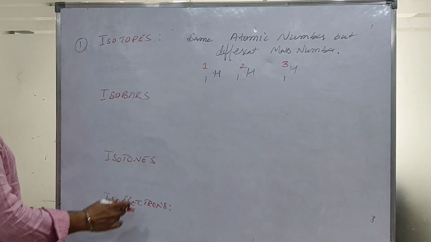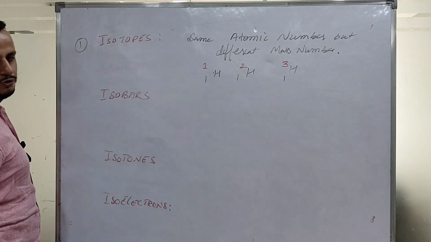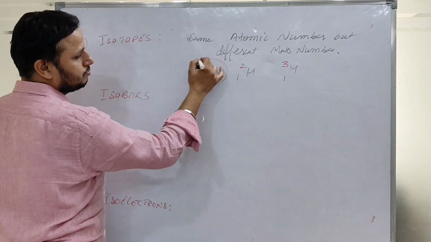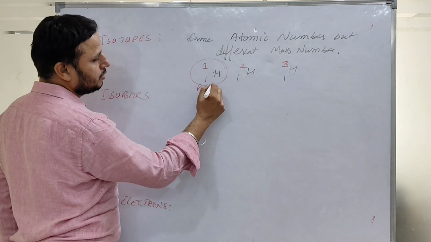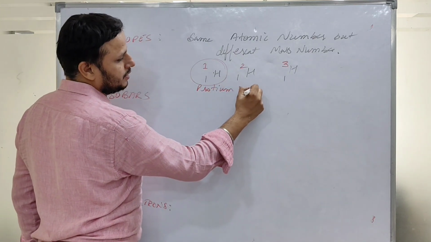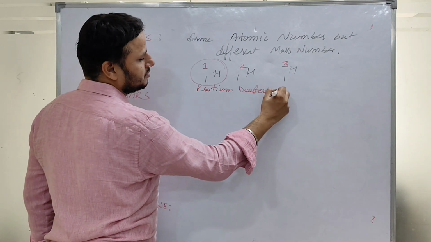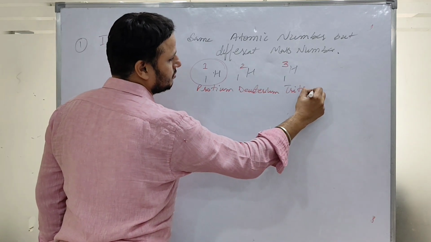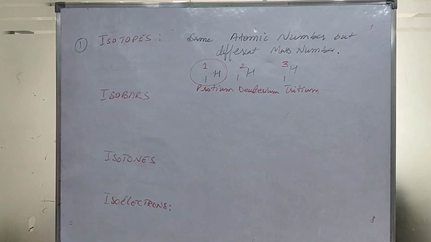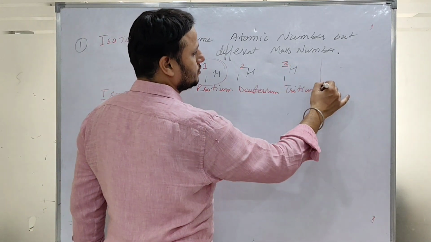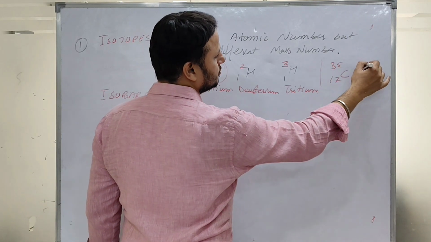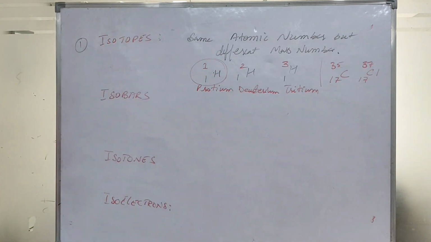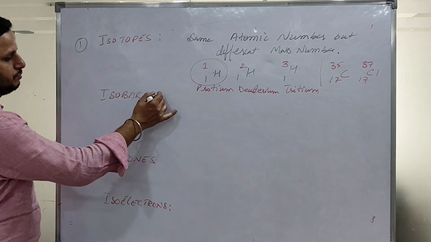This we have already discussed in chapter 1 also, isotopes. Almost all hydrogen exists in the form of the first isotope with mass number 1, also known as protium. The second is deuterium and the third is tritium. Similarly, isotopes of chlorine are the most famous: atomic number 17, mass 35 and mass 37. And we also discussed in chapter 1 the average isotopic mass.